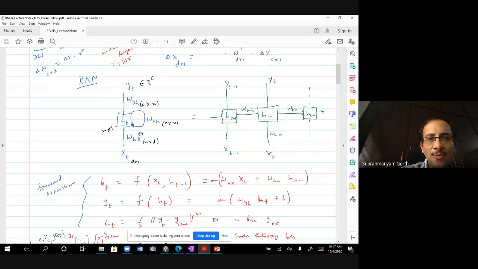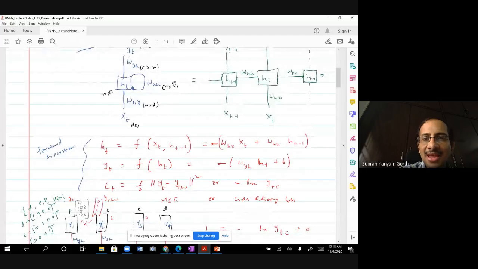WHX. Please note the notation. And WHH, connecting H to H, HT minus 1 to HT. And this in expanded form we will write like this. Both are equivalent. Please note that there is no difference between these two in writing. So now let us move on.